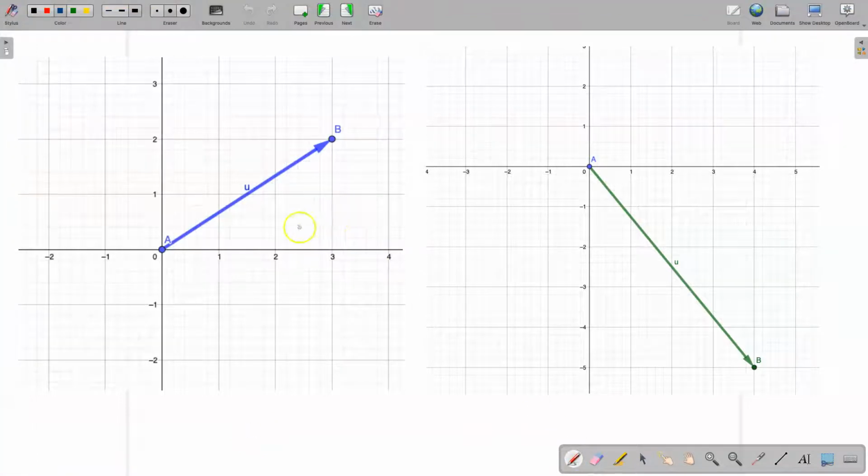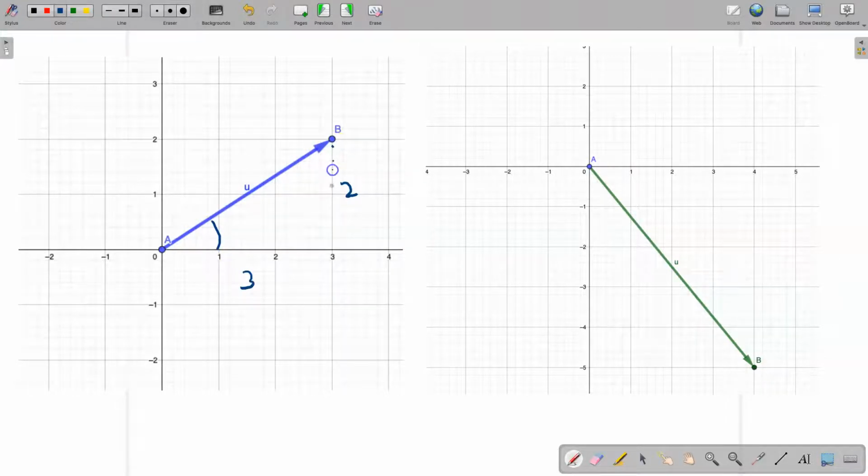I just want to have a look at bearings and angles that vectors make with the horizontal, because these are going to be important for later work on your Maths AI course. So I've got a vector here which is going in this direction, and as you can see, it's 2 units up and 3 units across.